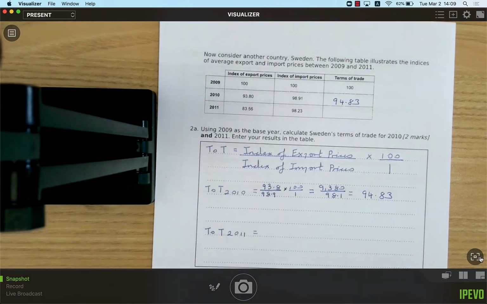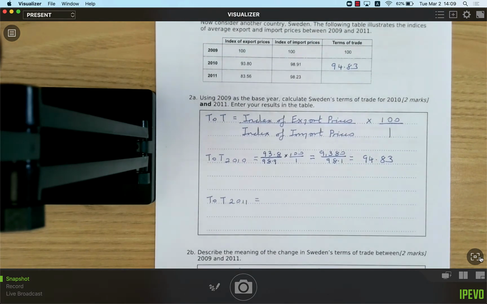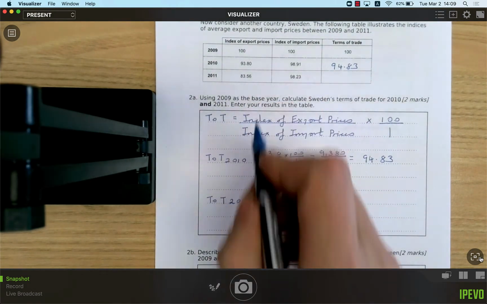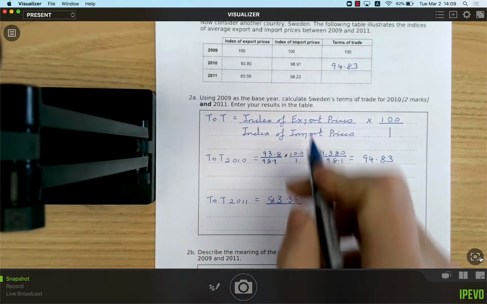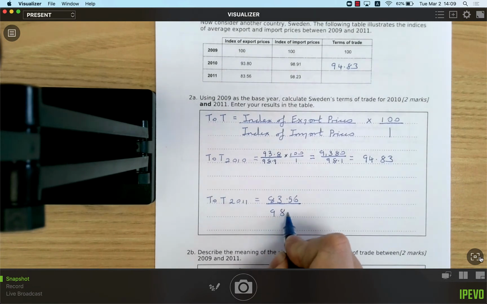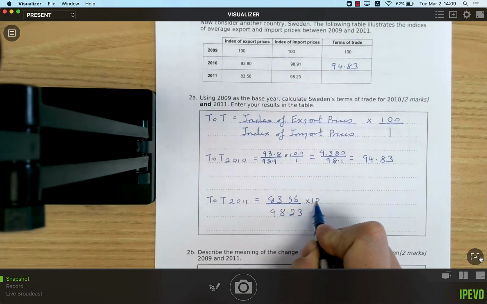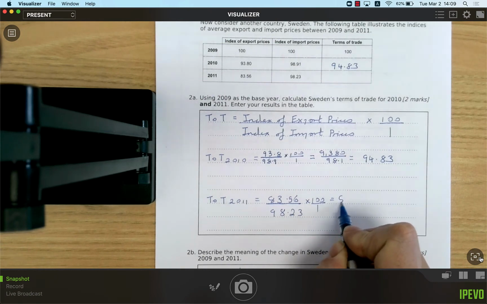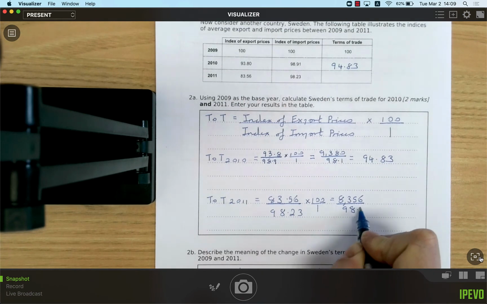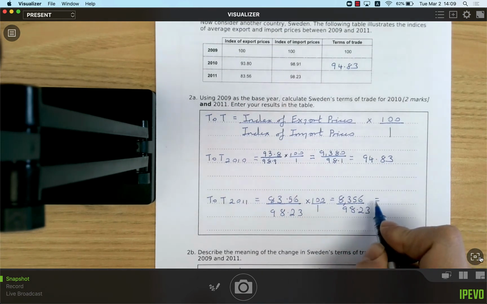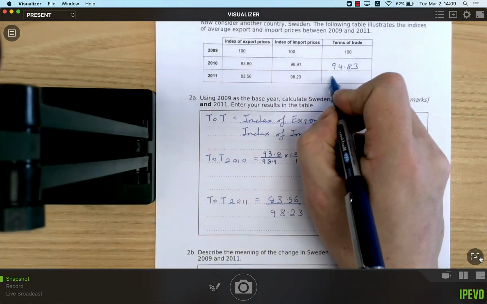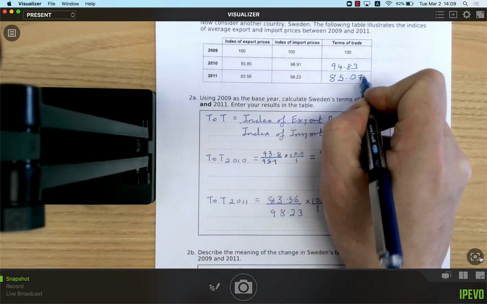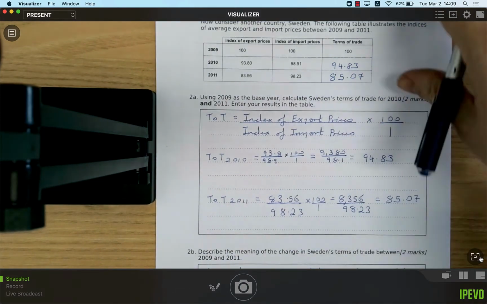Right, well, let's find out the terms of trade in 2011. Okay, so I've got the index of export prices, which is 83.56, and I'm going to divide that by the index of import prices, which is 98.23, and I'm going to multiply that by 100 over 1, and I get 8,356 divided by 98.23, just making sure you can see, and I've already worked that out as 85.07. So I'm just going to put my answer, 85.07. So it's worsened and worsened again. Okay, that's the first thing I want you to see.